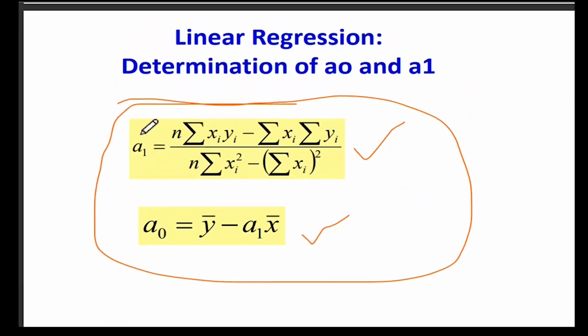Where the value of A1 is given by n multiplied with summation of xi multiplied with y minus summation of x, summation of y divided by n, summation of x squared minus summation of x. The value of this summation is being squared. Y for the A0 is the arithmetic mean of y minus A1 multiplied with the arithmetic mean of x.